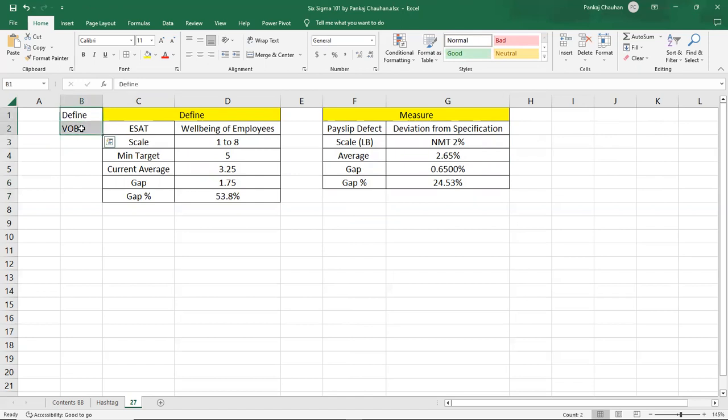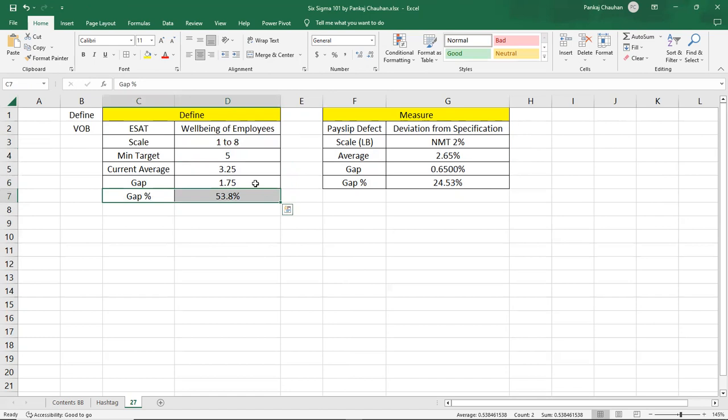So they are talking about the practical problem, which you have converted into the statistical problem. Employee satisfaction is the well-being of employees. You are measuring the employee satisfaction on a scale of 1 to 8. Minimum target is 5. Your current average is 3.25. So 5 minus 3.25, you have to fill a gap of 1.75. If you fill the gap of 1.75 from 3.25 to 5, then this will be around 53% improvement.